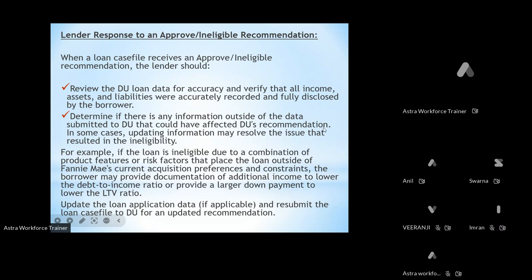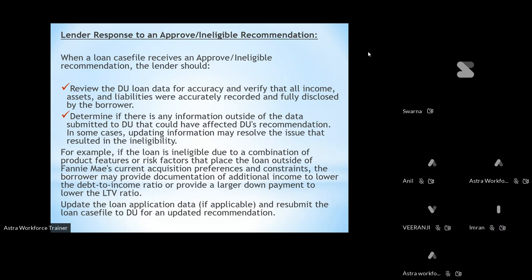When a loan case file receives an approved or eligible recommendation, the lender should review the DU loan data for accuracy and verify that all income, assets, and liabilities are accurately recorded and fully disclosed by the borrower. Determine if there is any information outside of the data submitted to DU that could have affected DU's recommendation. In some cases, updating information may resolve the issue that resulted in the ineligibility.